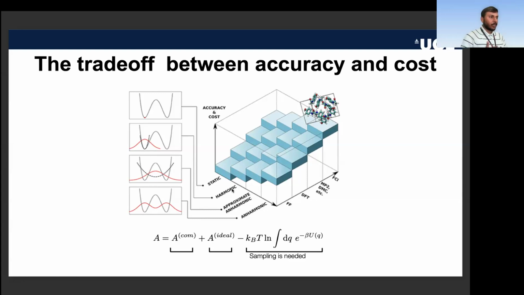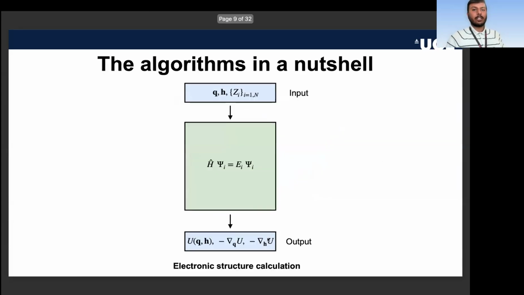And I want to focus more on the code side of things. How does one actually think about writing code which allows you to do sampling when you have total energies and forces calculated at a high level of theory?